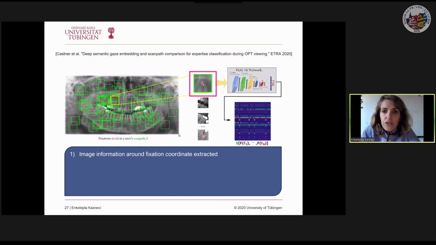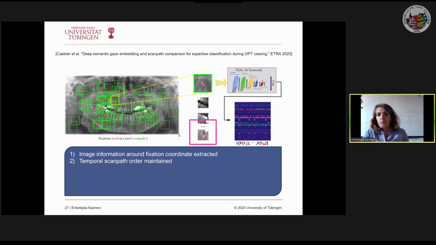With image patches of 100 by 100, we take 5 blocks of convolutions, and each block is followed by ReLUs and max pooling. Since we're only interested in feature extraction, we get rid of the fully connected and the prediction output layers because we don't need them. We just need the feature vector. By processing in the temporal order of the fixations, we can even maintain the temporal scan path order, which is very nice.